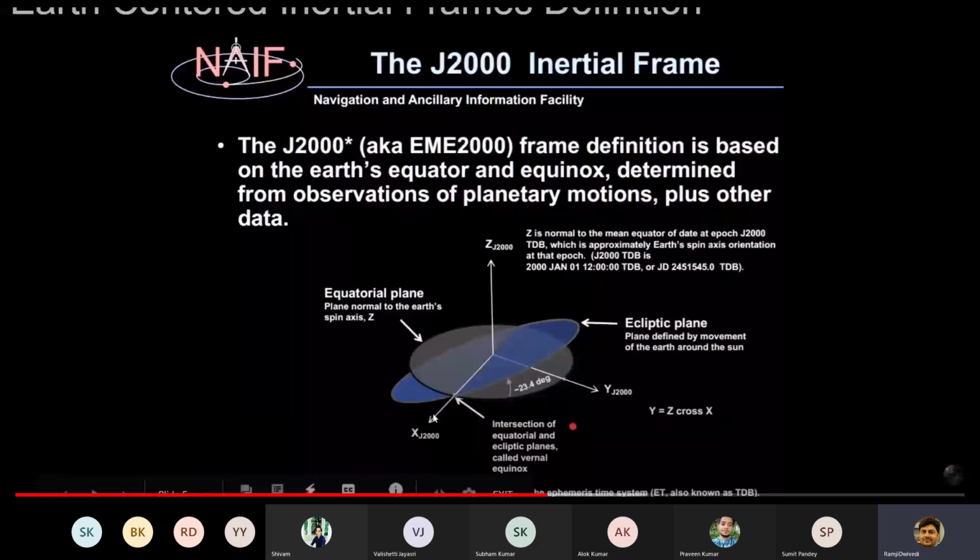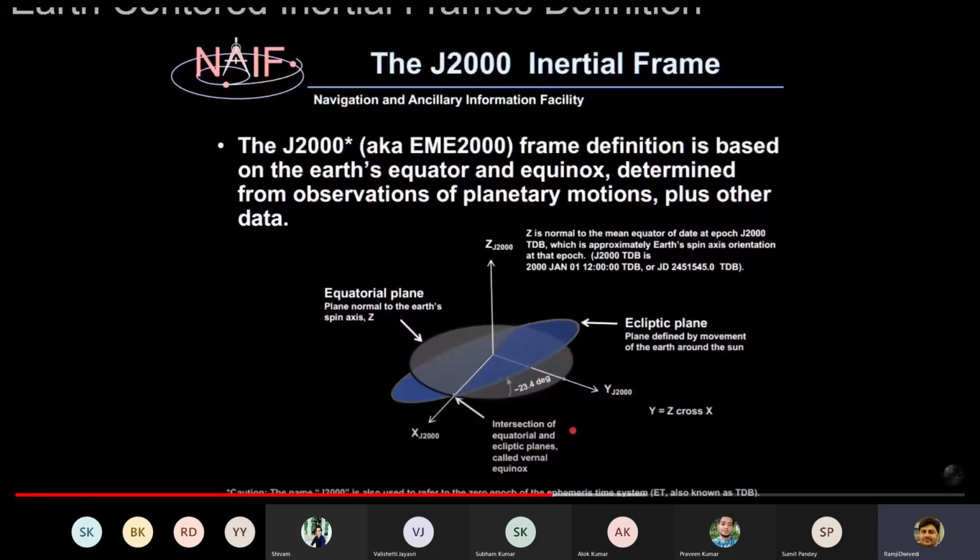So these are the two frames, one blue and one black. The intersection of the ecliptic and the equator gives the X, the intersection of the equatorial and ecliptic planes, called the vernal equinox. This Z is obviously orthogonal to this Z. So this is the inertial frame we are talking about. The equatorial plane is the plane normal to the Earth's spin axis Z. So at a particular epoch, you are defining the XYZ for an inertial frame.